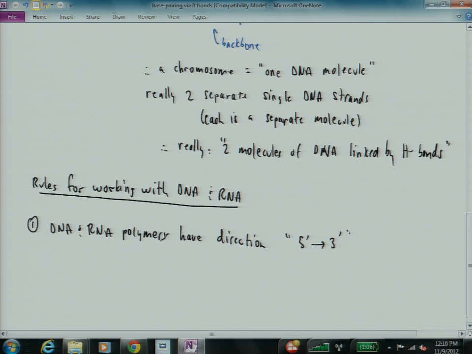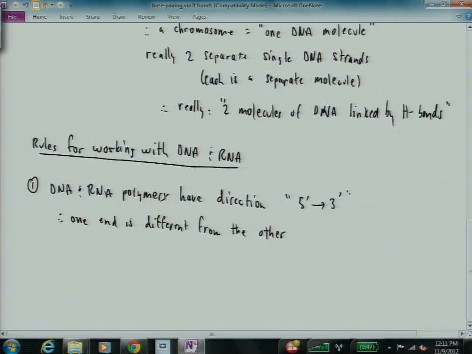And as you saw in the quiz, most people got this one right, the sugar has a particular shape to it, and one part's the 5' end and one part's the 3' end. Therefore, one end is different from the other. Okay? Like amino and carboxyl in a protein.